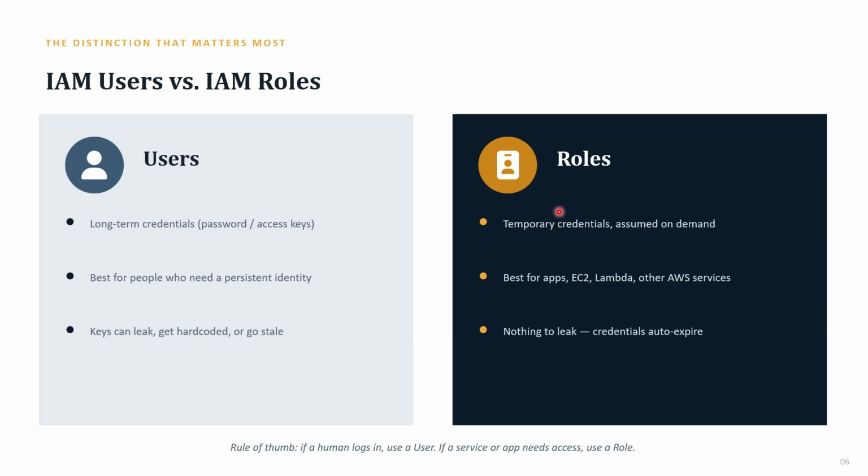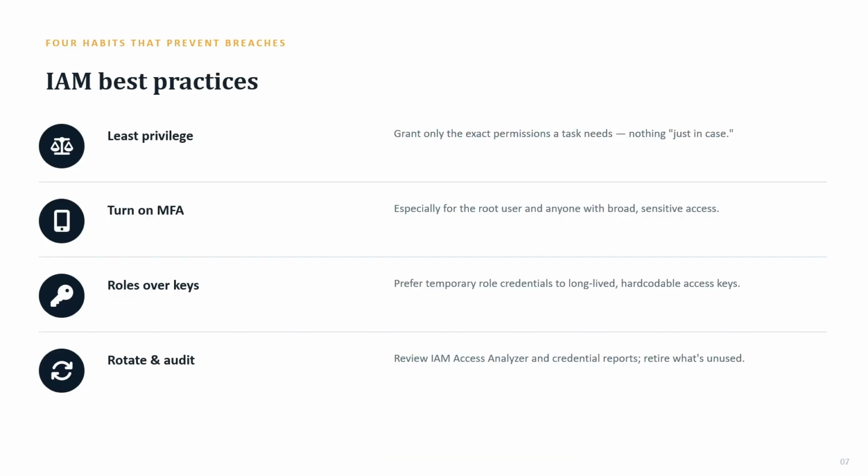Long-lived access keys are the number one thing that leaks in GitHub repos, and you can go and check it. Roles avoid that problem entirely.